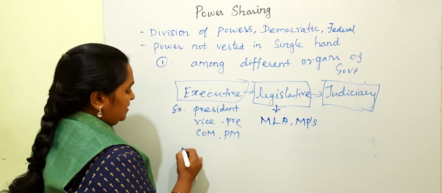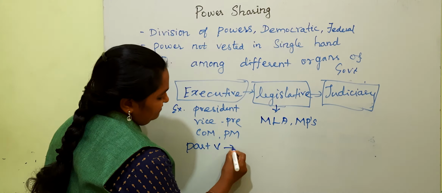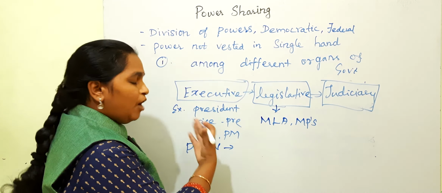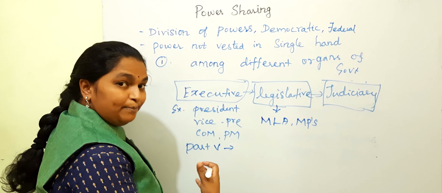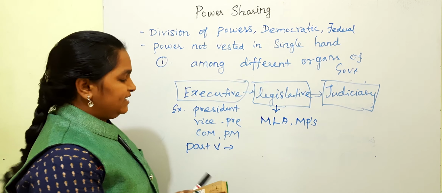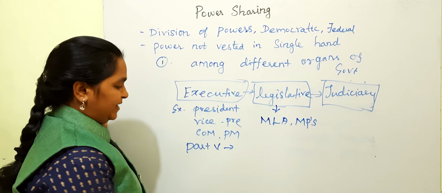Constitution of India, Part 5. In our Constitution of India, Part 5 explains how the parliamentary system, how our judiciary, how our executives, how the members will play, what are the responsibilities and powers they can exercise. These things are completely explained in Part 5 of our Constitution.